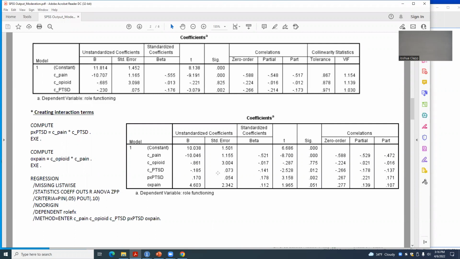Think about this as kind of layering on meaning, right? If I look at this, I can say, well, this is the unique effect of PTSD on pain, holding everything else in the model at 0, right? Well, what does holding everything else in the model at 0 mean? It means that I'm controlling for opiate use and holding pain constant at the mean, okay? This starts to become important because when we're thinking about our simple slope graph, right?